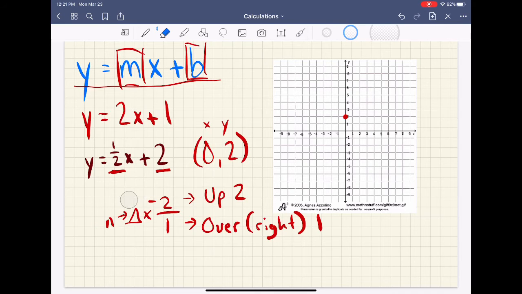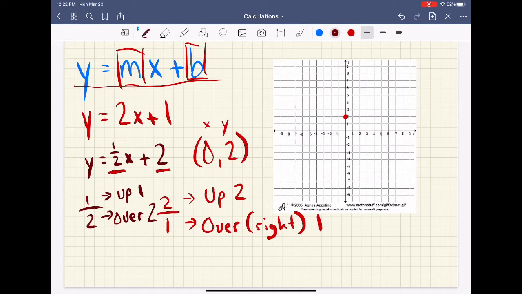So if our change in y for 2 over 1 was up 2, because the numerator of this fraction is a positive 2, you go up 2. And then the denominator is 1, so it's a positive 1, and you're going to the right 1. But with this fractional slope, which is 1/2, it's the same exact thing. So now, instead of going up 2 over 1, we're going up 1 over, again to the right because it's positive, 2.